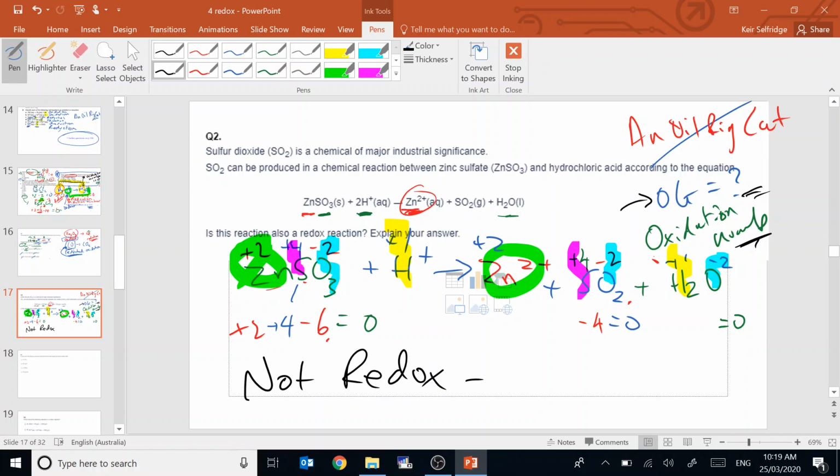And the reason it's not redox is no oxidation numbers changed.